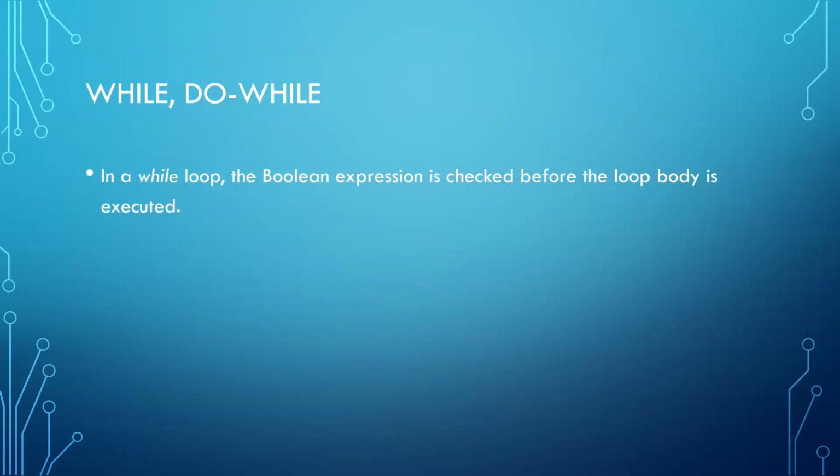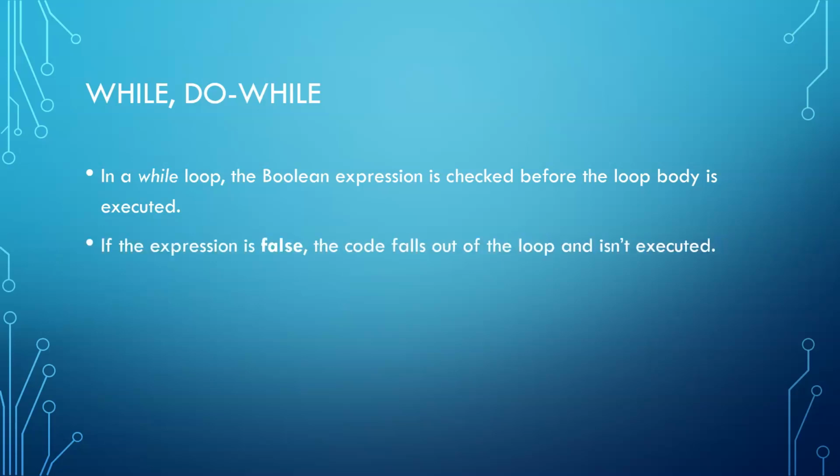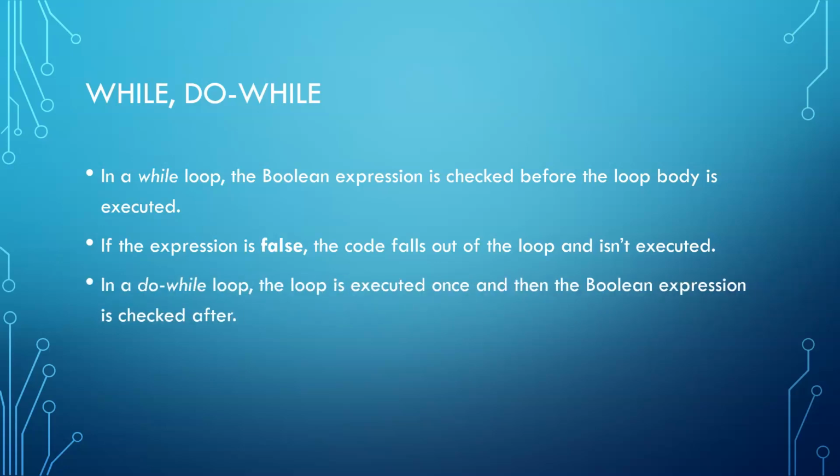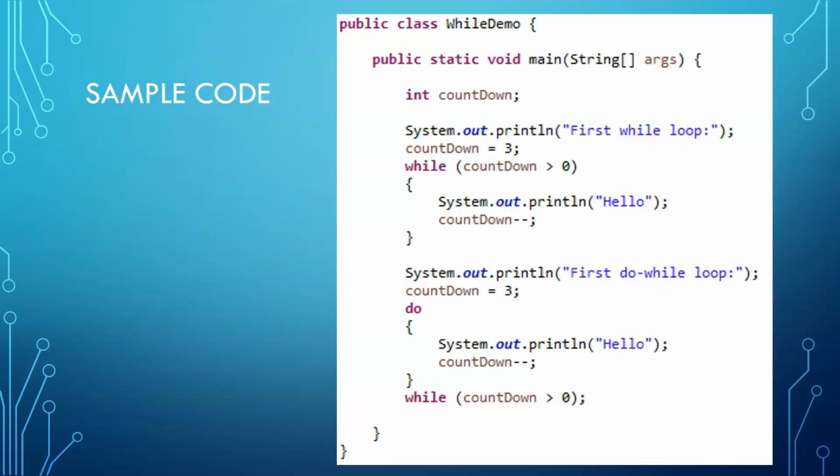In a while loop, the Boolean expression is checked before the loop body is executed. If the expression is false, the code will fall out of the loop and isn't executed. In a do while loop, the code is executed once, and then the Boolean expression is checked afterwards. So it really comes down to, do you want to run the code at least once, or do you want to run the code maybe potentially 0 times, depending on whether or not that Boolean condition is met.